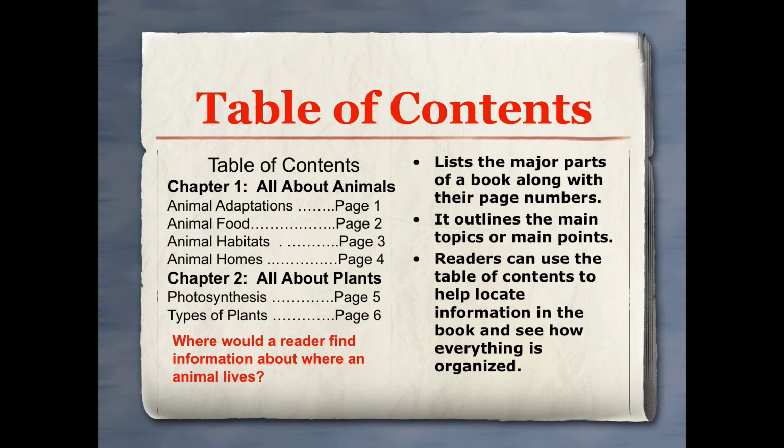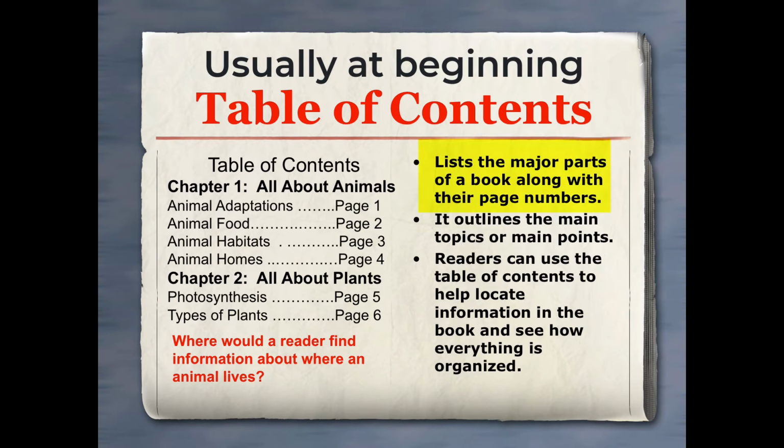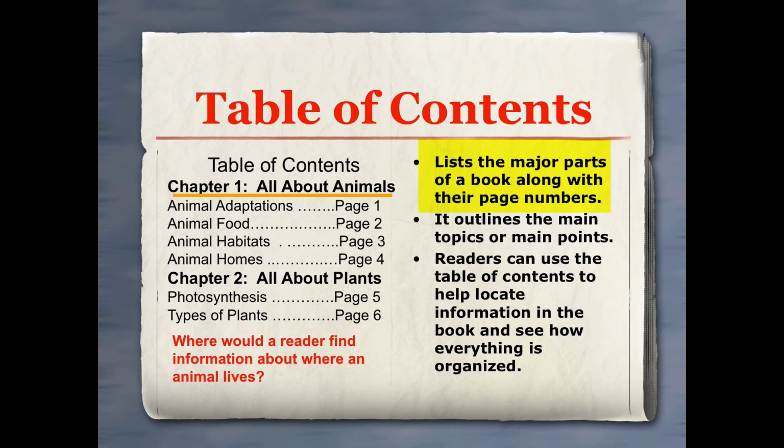One text feature is the table of contents. You are probably already pretty familiar with this because you usually see this at the beginning. So a table of contents will list the major parts of a book along with the page numbers, just so you can go to that page number and find out more on that specific topic. And it outlines the main topics or main points.